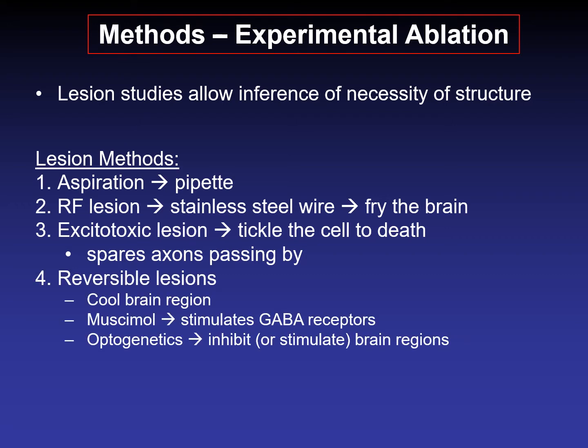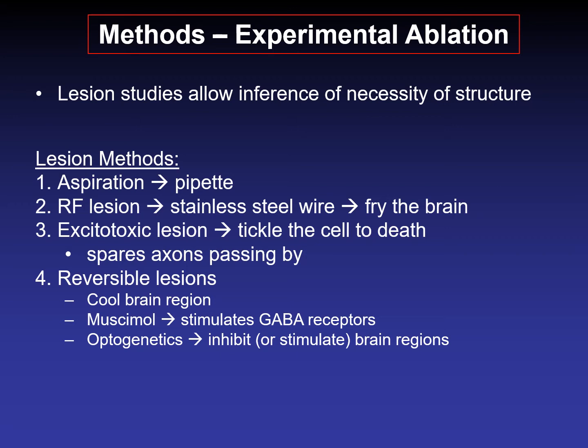Another way of doing this is creating reversible lesions. And in this case, one way to do it is to cool the brain region. Take a refrigerant, apply that refrigerant to the brain region of interest, in our example, the hippocampus, and cool it to a temperature that doesn't destroy the cells, but does make them too cold to fire action potentials. Okay, and so you can observe the change in behavior. Now, when you remove that refrigerant, the brain returns to its body temperature, and the brain region will come back online. Another way to do this is with a chemical called muscimol.